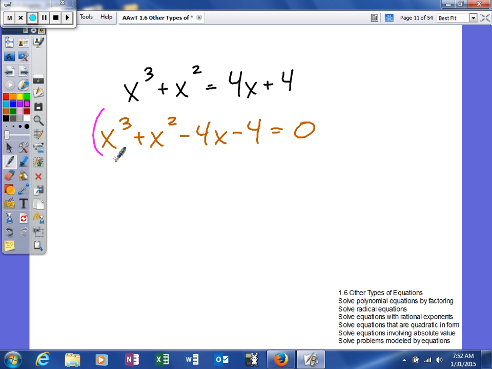So what I'm going to do is factor, and the only way we know how to factor a 4-term polynomial is by grouping. So I'm going to group the first two together and factor out my common factor. My common factor in the first one is going to be x squared. And the next one, our common factor is going to be a negative 4.